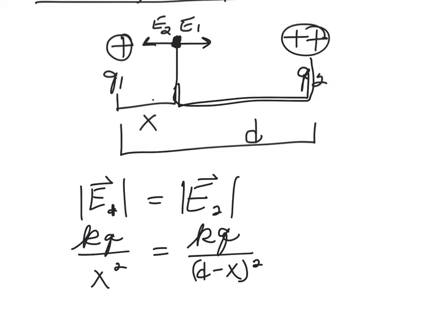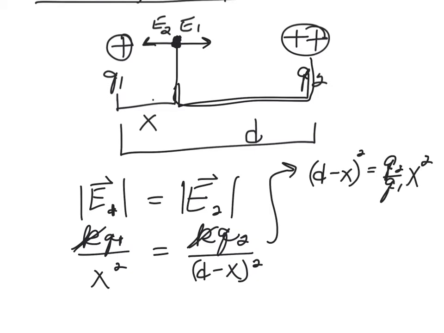To make it easy, this is Q1 and Q2, just divide both sides by k, and then cross multiply, or multiply both sides by x squared and by (d minus x) squared. And then I'm going to divide by Q1. So watch, do the algebra. Pause and do the algebra. I hope you get that result. I hope I didn't make a mistake.